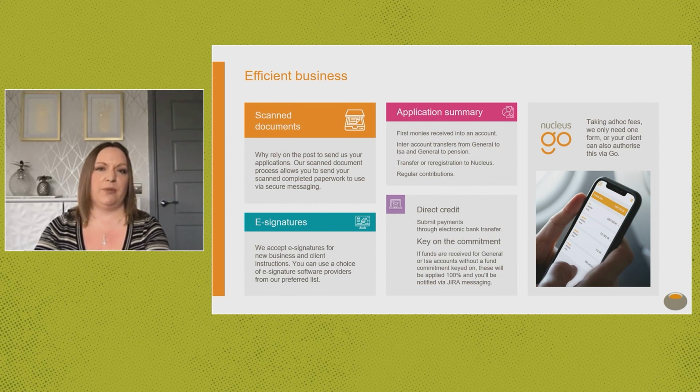And when keying on commitments, if we receive funds for ISA and general accounts that haven't had a commitment already keyed on, we'll add these into 100% cash, and then we'll notify you on Jira to make the investment.